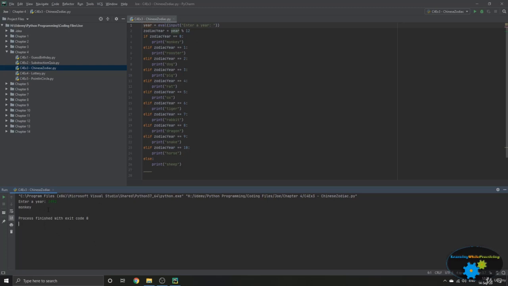So that way we can enter any year we want, and we will know which year in the Chinese zodiac it is. This is pretty simple. This is one if condition, but with several alternatives. 12 actually possibilities.